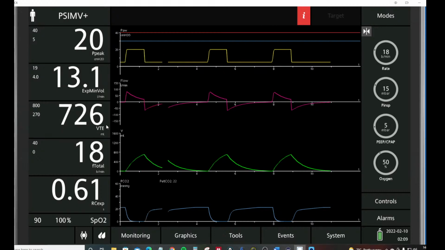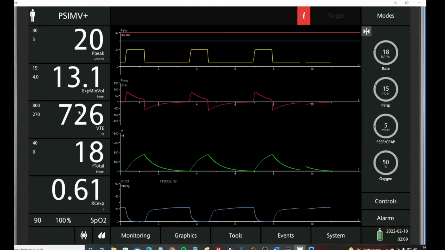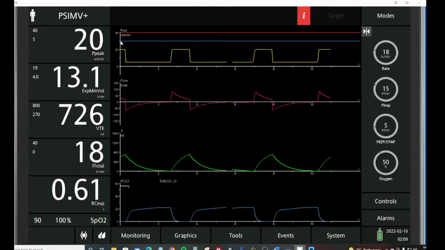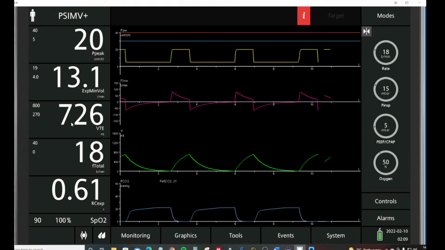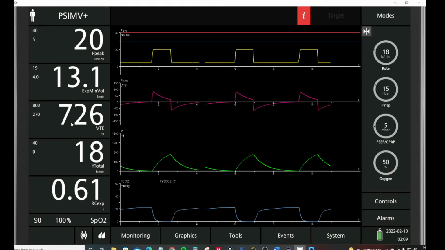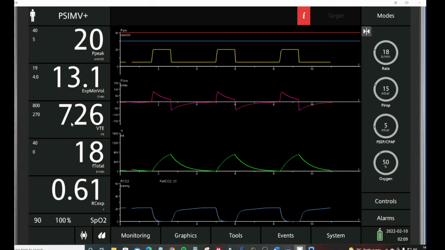The tidal volume is here, and tidal volume is how many mils of air-oxygen mix we are giving the patient. So with this patient, we are giving them 15 centimeters of pressure control, as I said over here, plus their PEEP, so 20 overall, and that is giving them a tidal volume of 726 mils per breath. This can vary slightly per breath. It's not normally as consistently rigid as this, but this particular patient is being given 726 mils per breath.